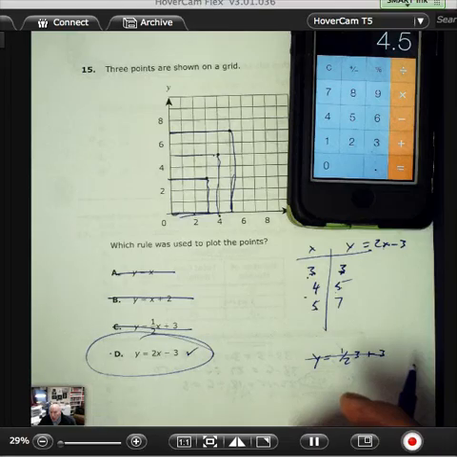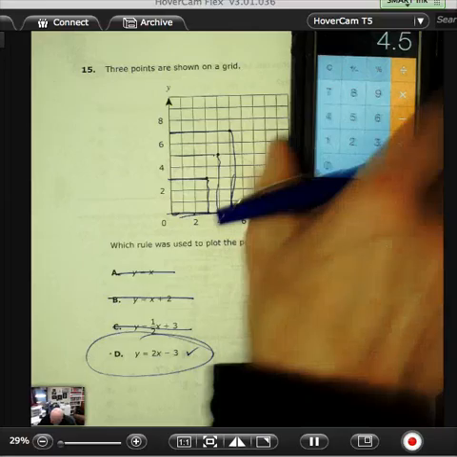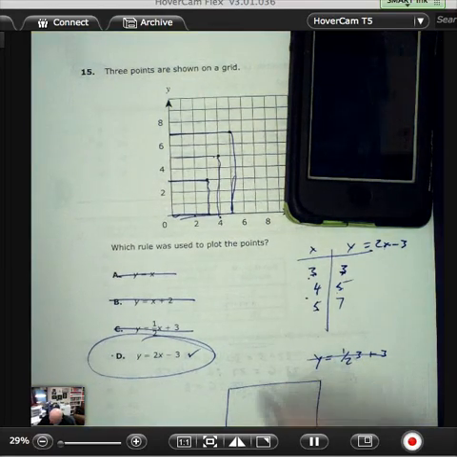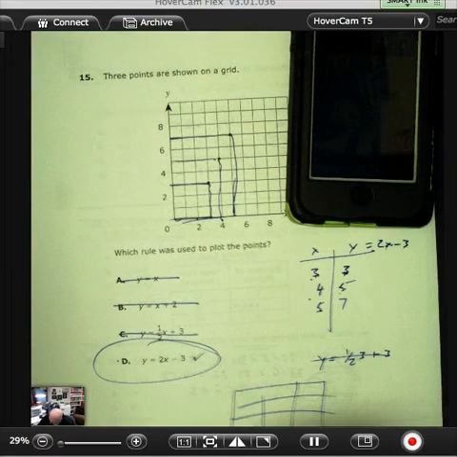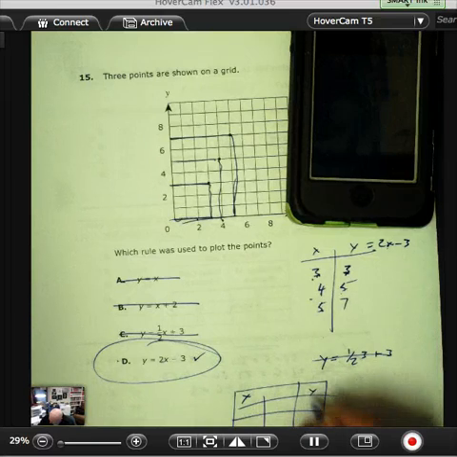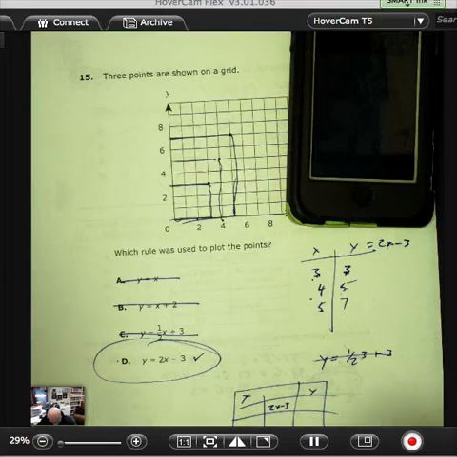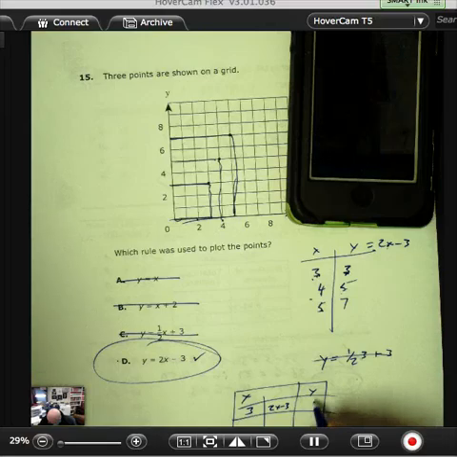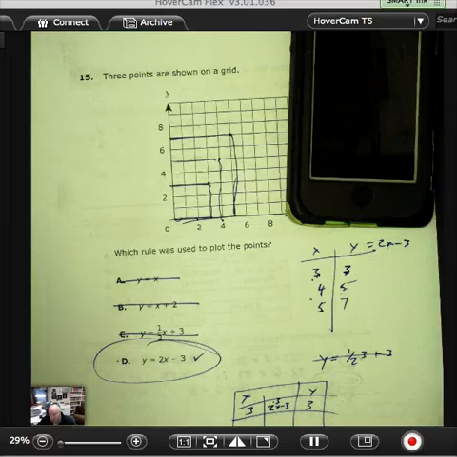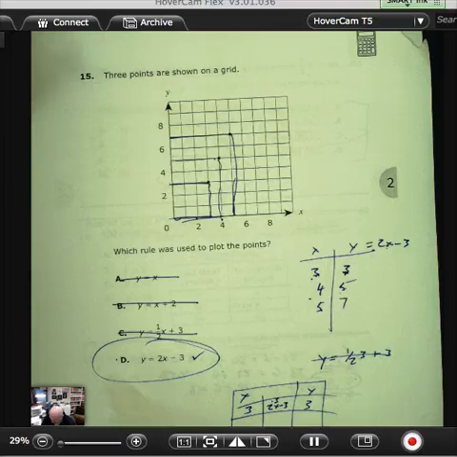Remember, just make an XY chart and plug in the values. This is also a way you can do that. You can put the x, you can put the y, and you could just put 2x minus 3 in the middle, and then substitute it in. So for 3 and 3, then you can literally write it in. 2 times 3 is 6 minus 3. That would work too. All right, let's keep moving.